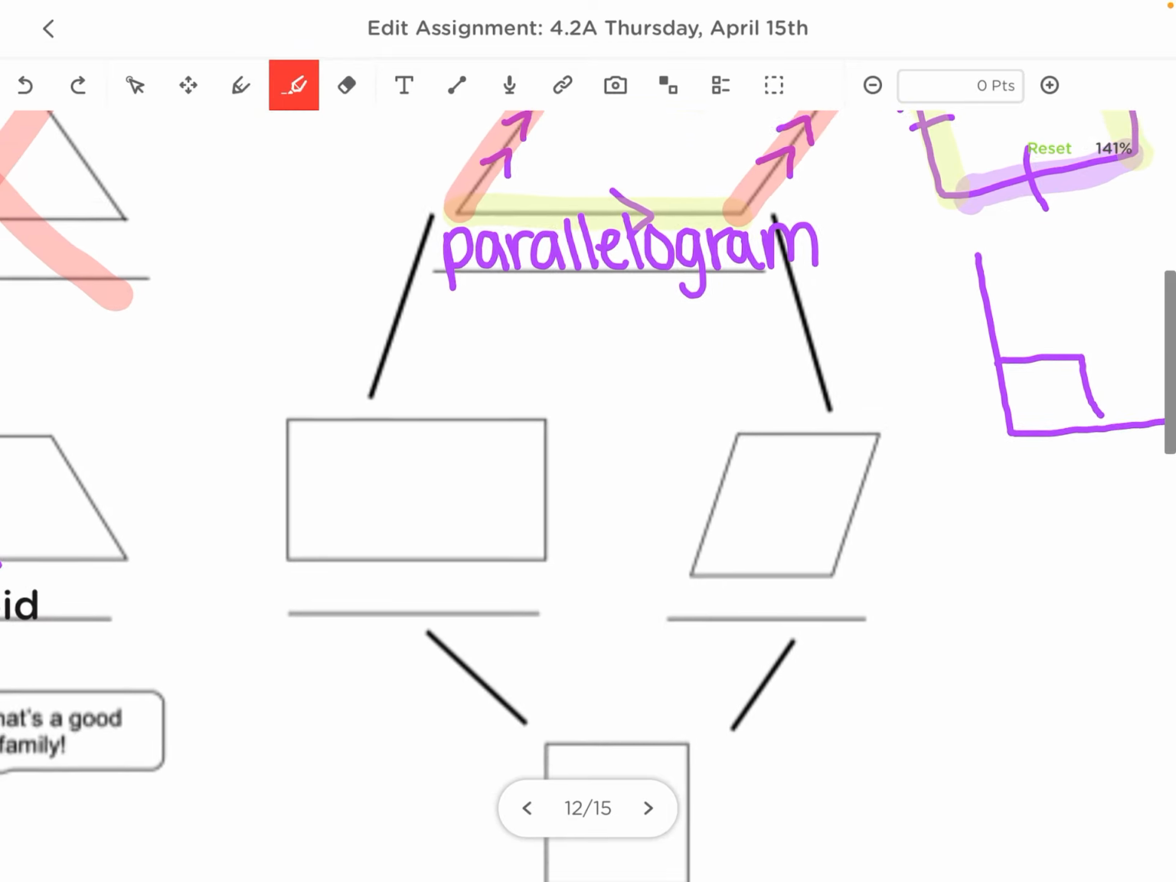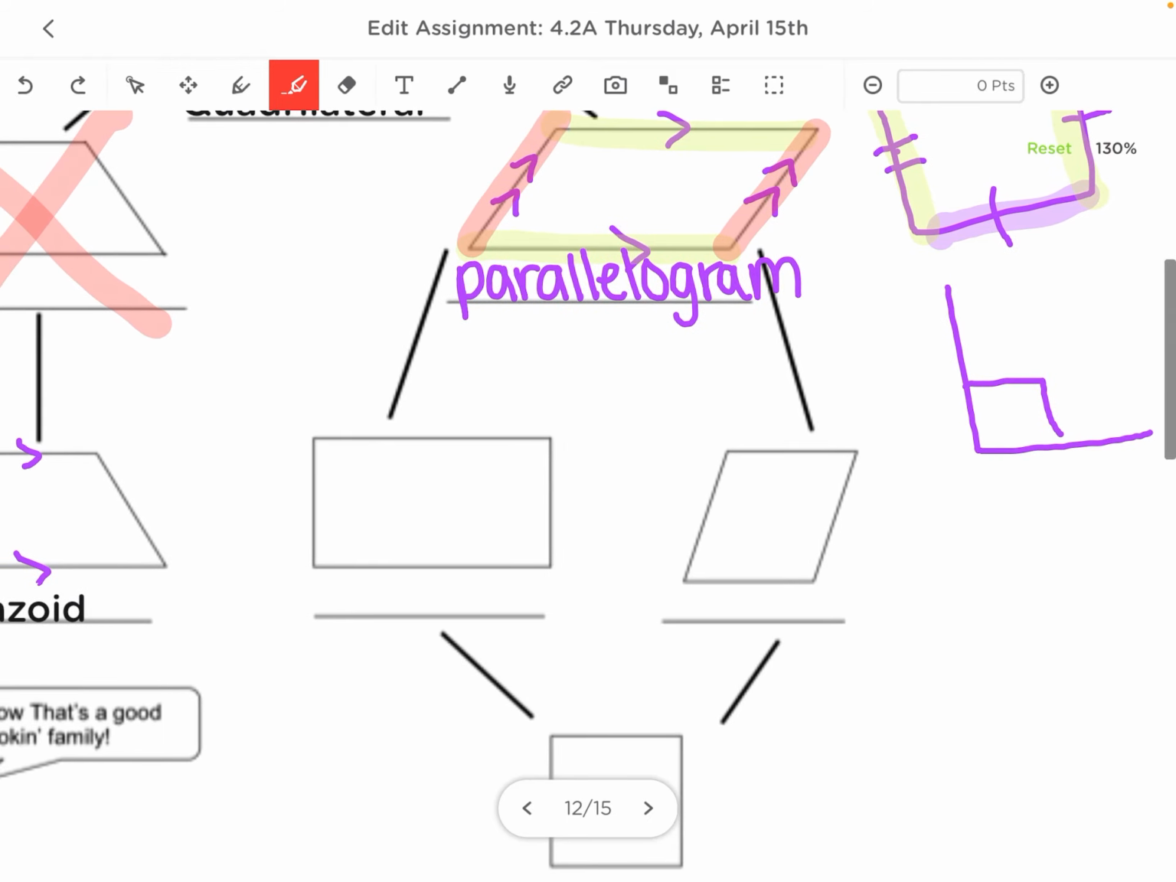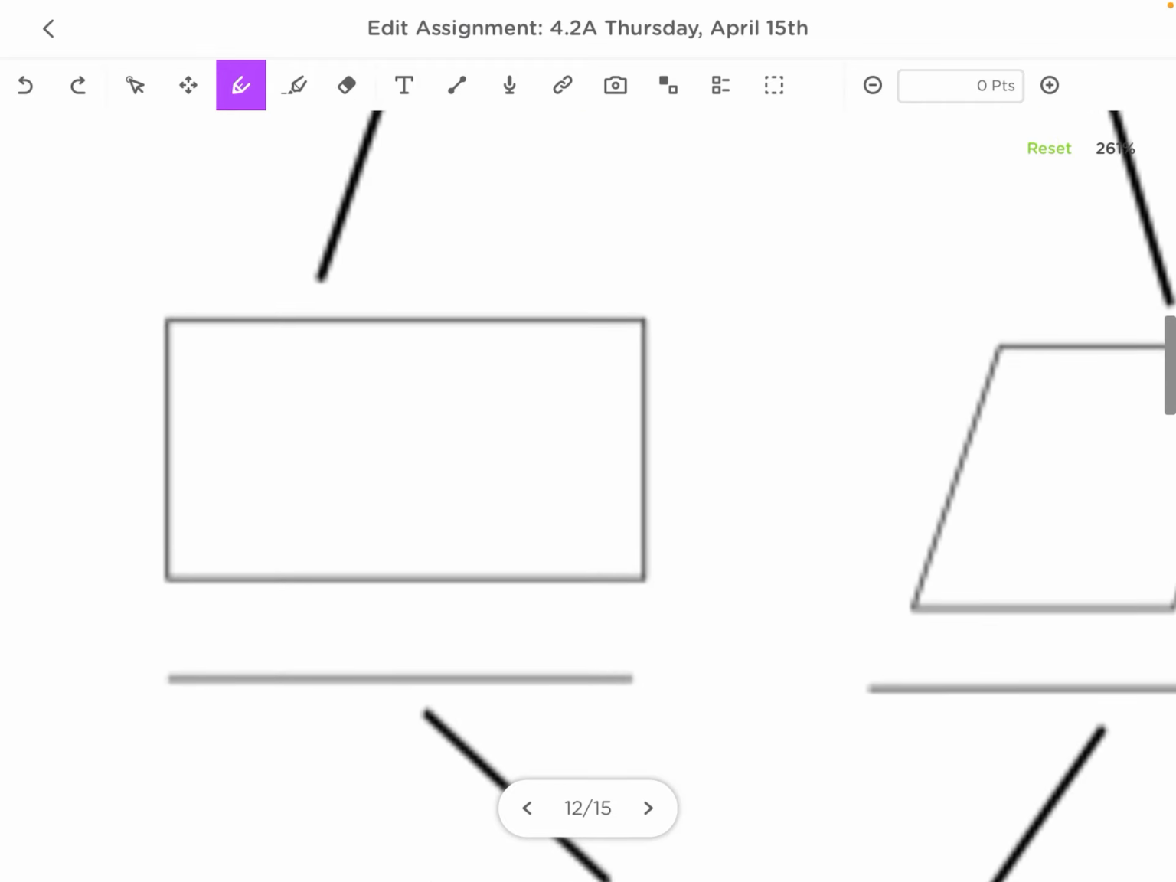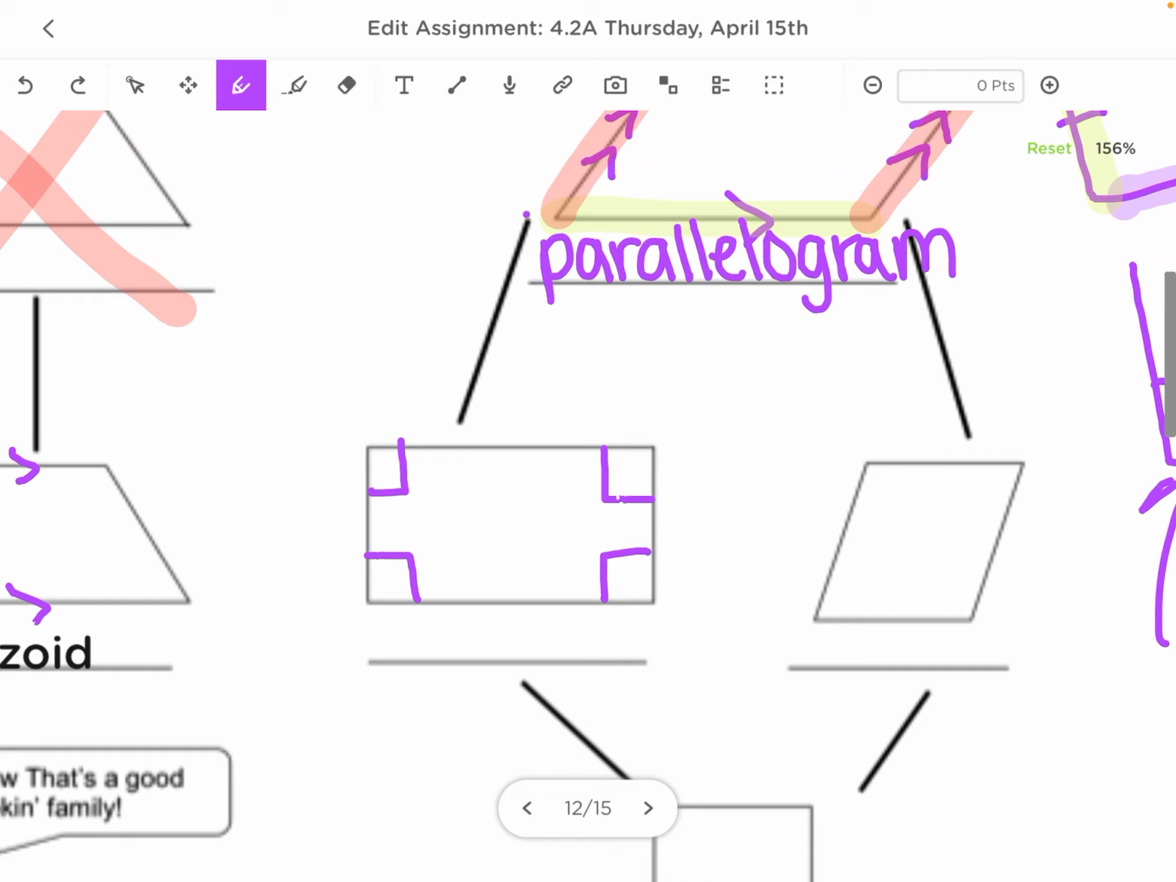Now going down from a parallelogram, these 2 shapes also have 2 pairs of parallel lines. But now we're looking closer at the sides and the angles. A rectangle has 4 right angles. And we already know it has 2 pairs of parallel lines because it's a type of parallelogram.